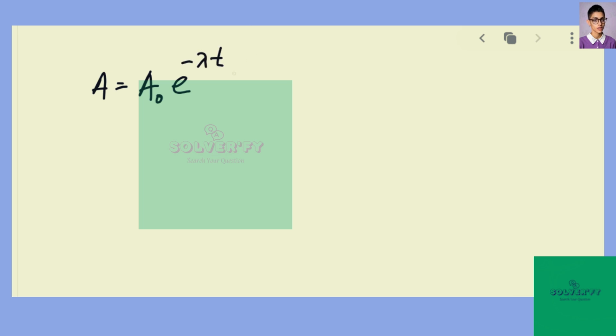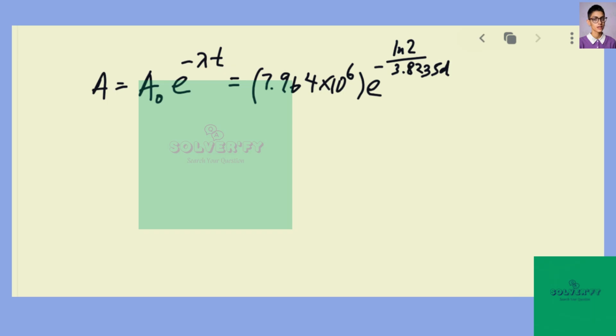In this case, the initial activity we already found previously to be 7.964 times 10 power 6. And the lambda is the same decay constant, which is ln 2 over t half, which is 3.8235 days, multiplied by t, and the t in our case is a month. Gotta assume that it's 30 days, so that's 30 days. So now we don't have to convert the days into seconds since we are all dealing with days. Just substitute the values in.